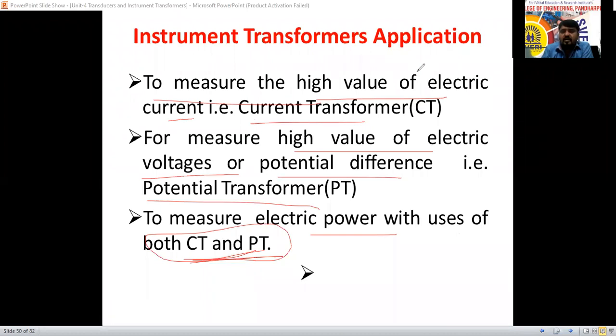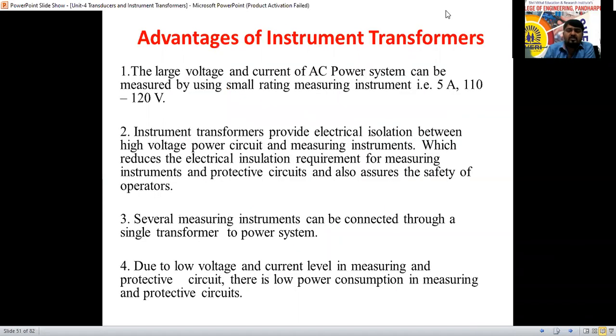So here the introduction of the instrument transformer will be completed. Now if you have any doubts, sorry, the advantages are also there. See here, what are the advantages of using instrument transformers? We have discussed what we mean by instrument transformers and where we are going to use them. Now we have to discuss some advantages of instrument transformers.